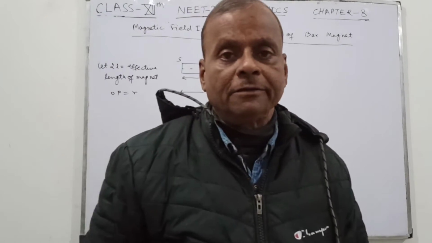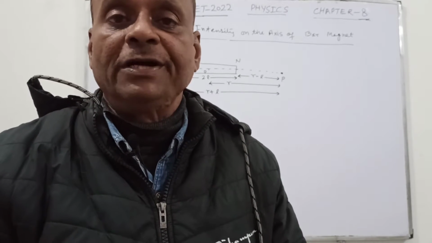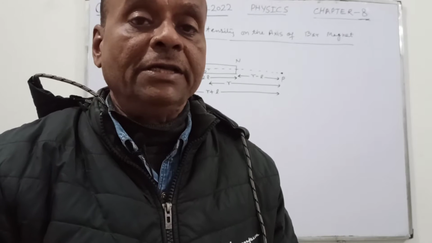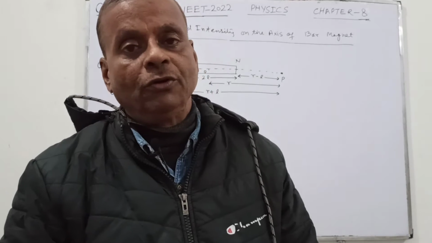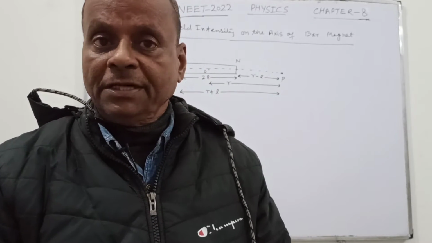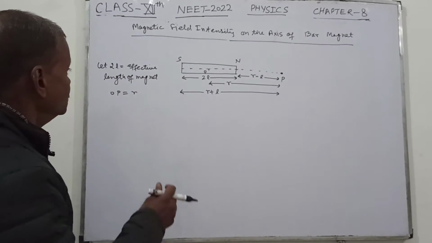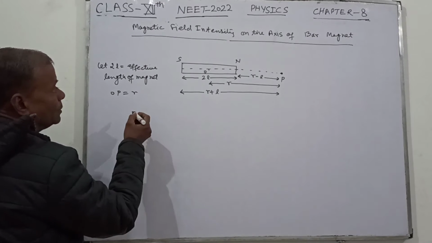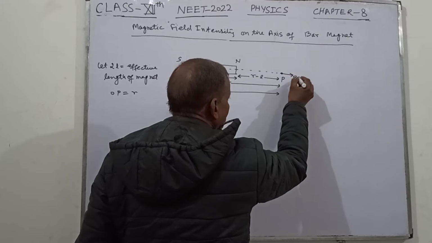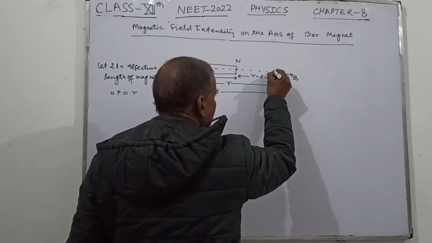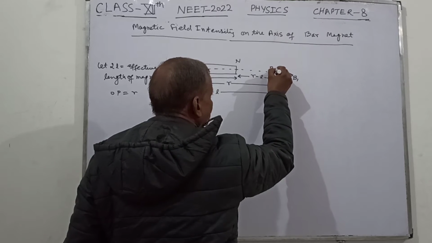Just like I have told you, in electrostatics we take the positive charge to find the electric field intensity. Here we will take the unit north pole to find the intensity of the magnetic field. So now here we have this is B1 and this is B2.